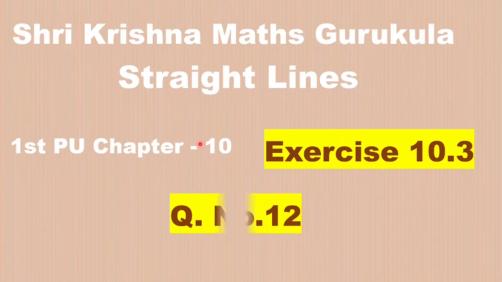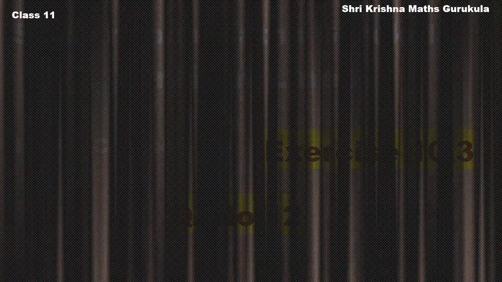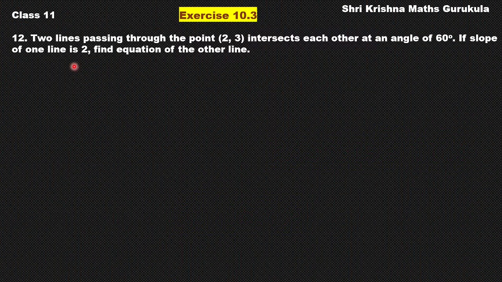In this video, we will be solving question number 12 from exercise 10.3 from the chapter Straight Lines. And this is the first PU syllabus. Let us check question number 12 now.